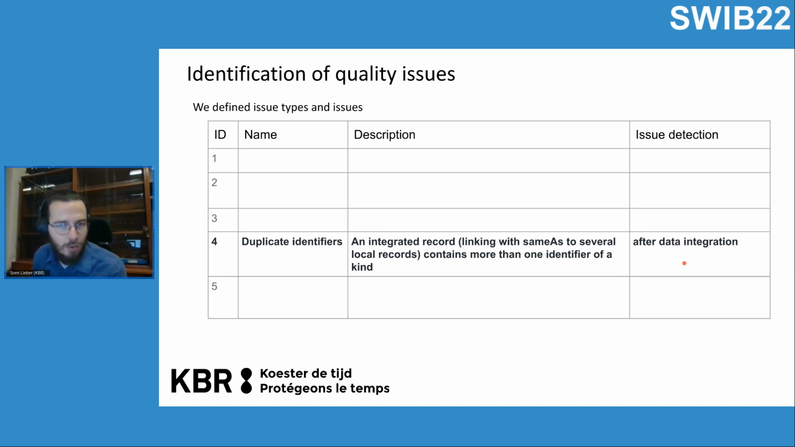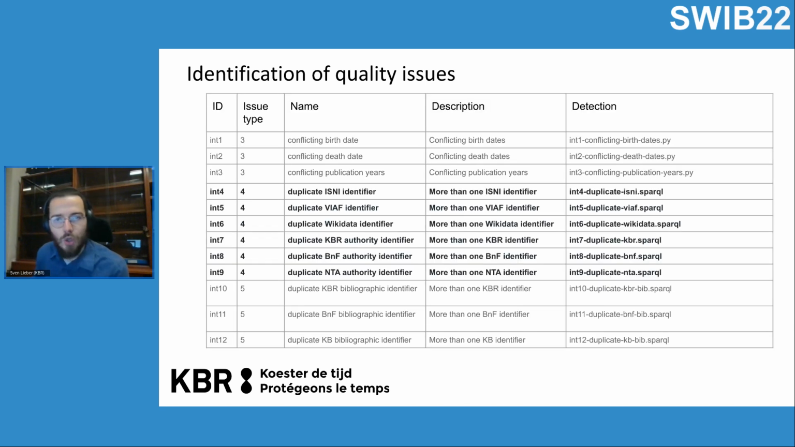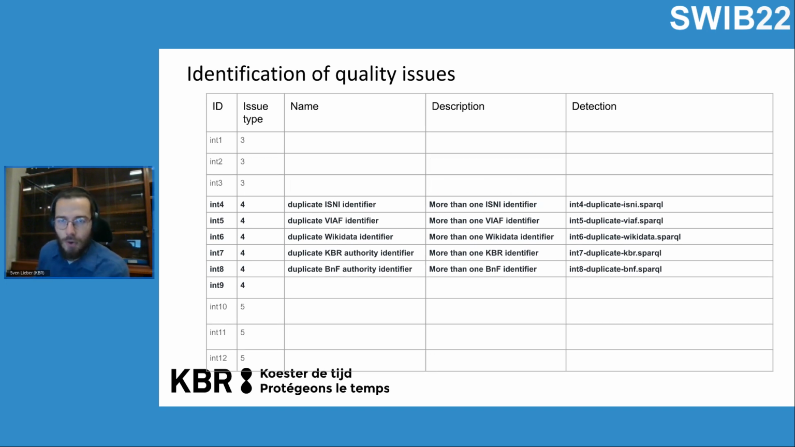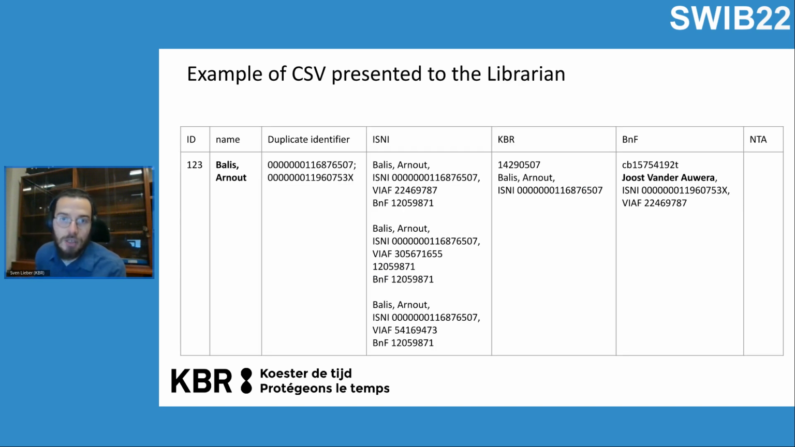This is now a bit more general, more like a type of issue. So we also created different, more specific issues, and we also encoded the way these issues can be detected. To focus again on this one example, duplicate identifiers, there are different SPARQL queries to create CSVs for the librarian to actually visualize the differences between records. How this might look is something like that.